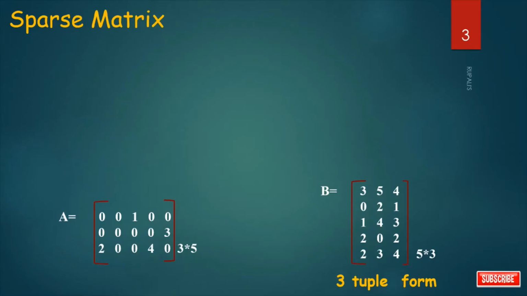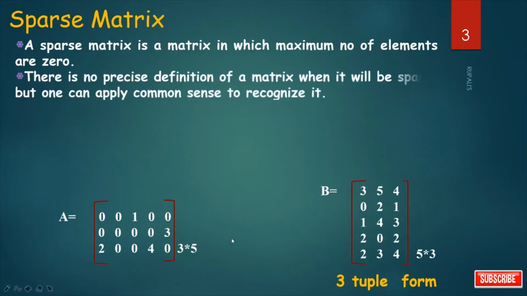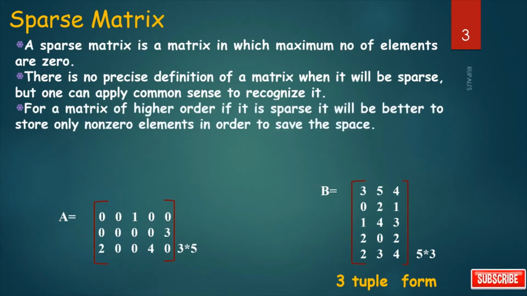So, what is sparse matrix? A sparse matrix is a matrix in which maximum number of elements are 0. This is an example of sparse matrix where maximum number of elements are 0. There is no precise definition of when a matrix will be sparse, but one can apply common sense to recognize it. For a matrix of higher order, if it is sparse, it will be better to store only non-zero elements in order to save the space.